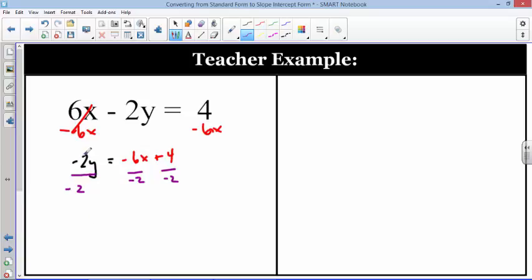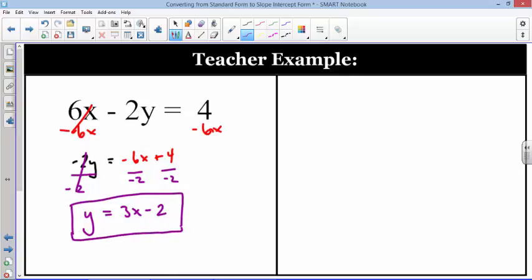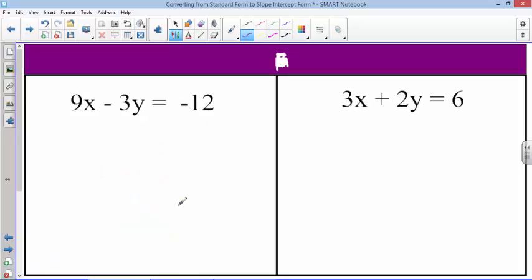This is going to give me positive y equals negative 6 divided by negative 2 is going to give me a positive 3. Then my x comes down. Positive 4 divided by negative 2 is going to give me a negative 2. And I'm finished. Y equals 3x minus 2. All right, and that's it for all the teacher examples. Go ahead and move on to the student examples. Write these two down, pause the video, and come back and we'll work through them together.